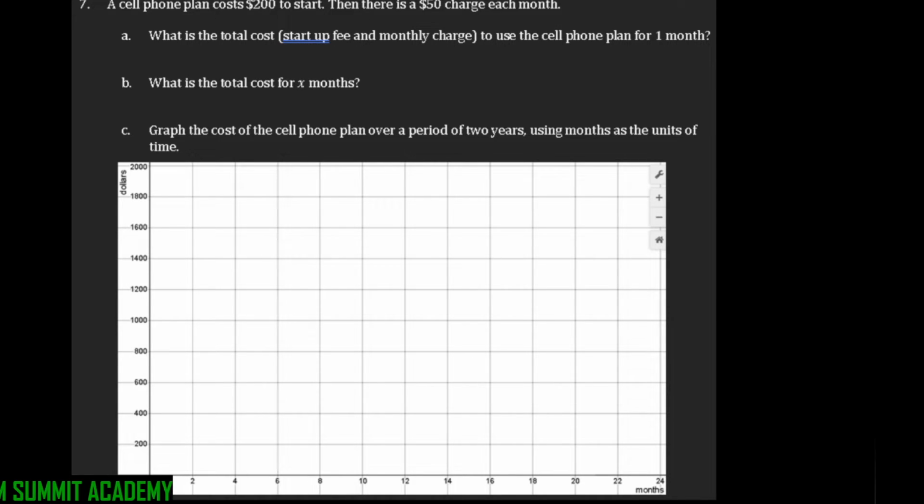Well, if it's just, let's do green, if it's just 1 month, that means that it is 50 times 1. Let me use parentheses because that's what I've been using. So 50 times 1 is still 50, and I have to have the $200 to start with, so it's 200 plus 50, which is going to be $250.